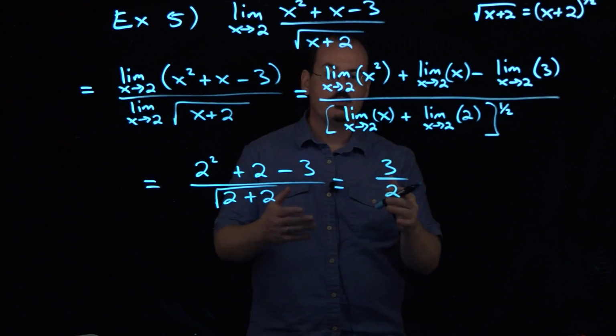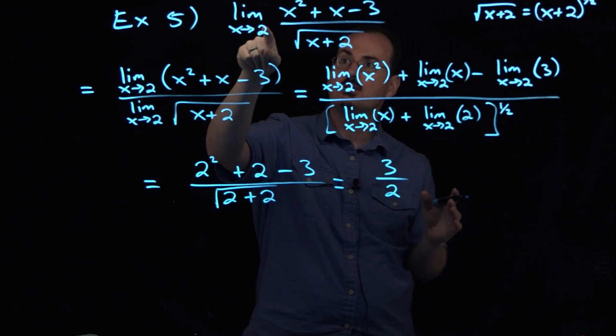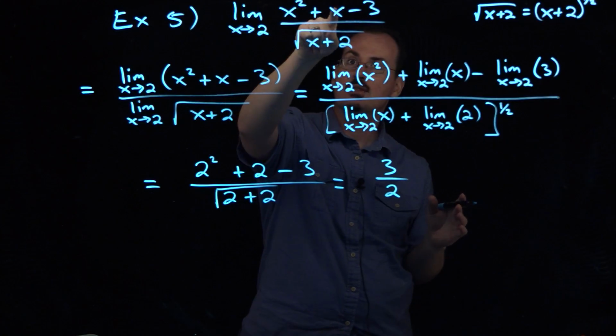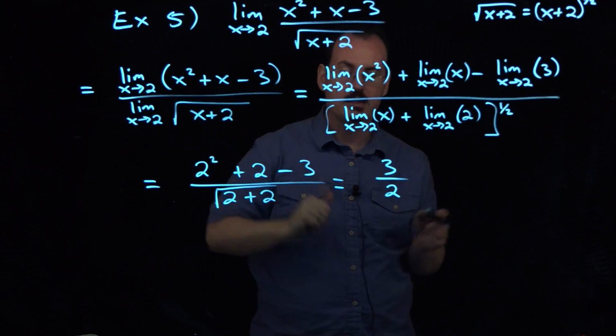What we could have done, if you notice, if I simply would have just plugged 2 in right away, just gone right ahead and plugged 2 in, look what happens. I get 2 squared plus 2 minus 3. That's that. If I plugged in 2 there, 2 plus 2 is 4, I'd get that.